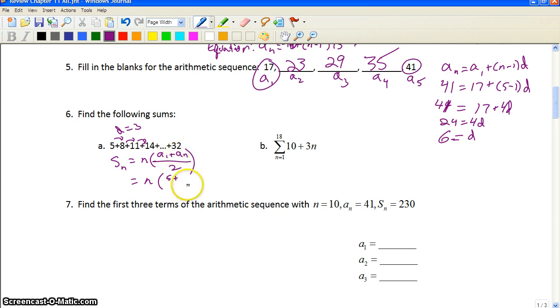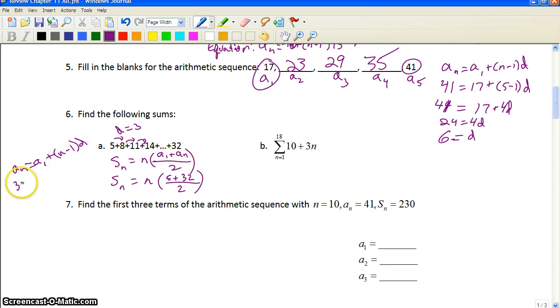A sub n is 32 in this case, which is the last term, and divide by 2. But we still don't know what n is. So let's go back to another formula that relates a sub 1, n, and d, and we can figure out what n is. We know a sub n is 32.